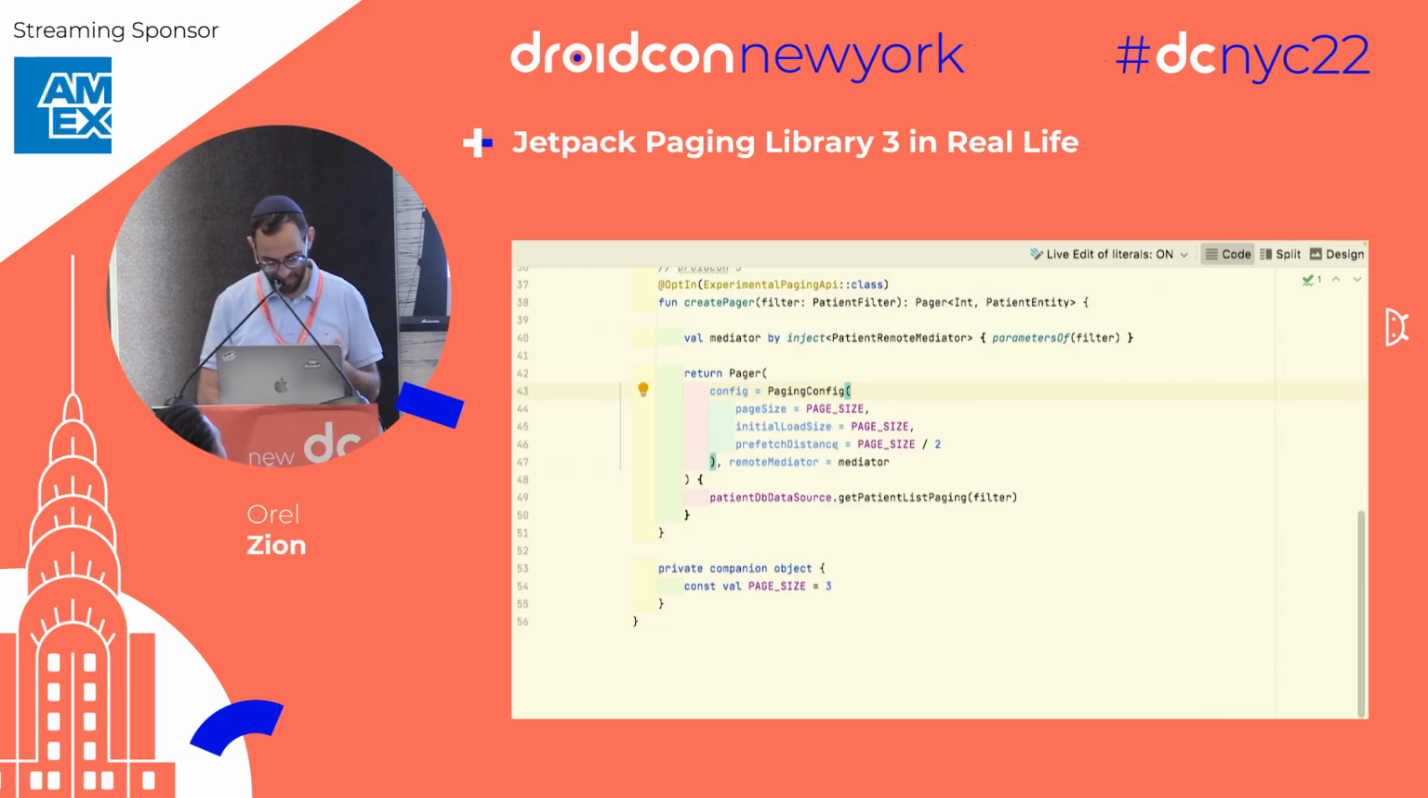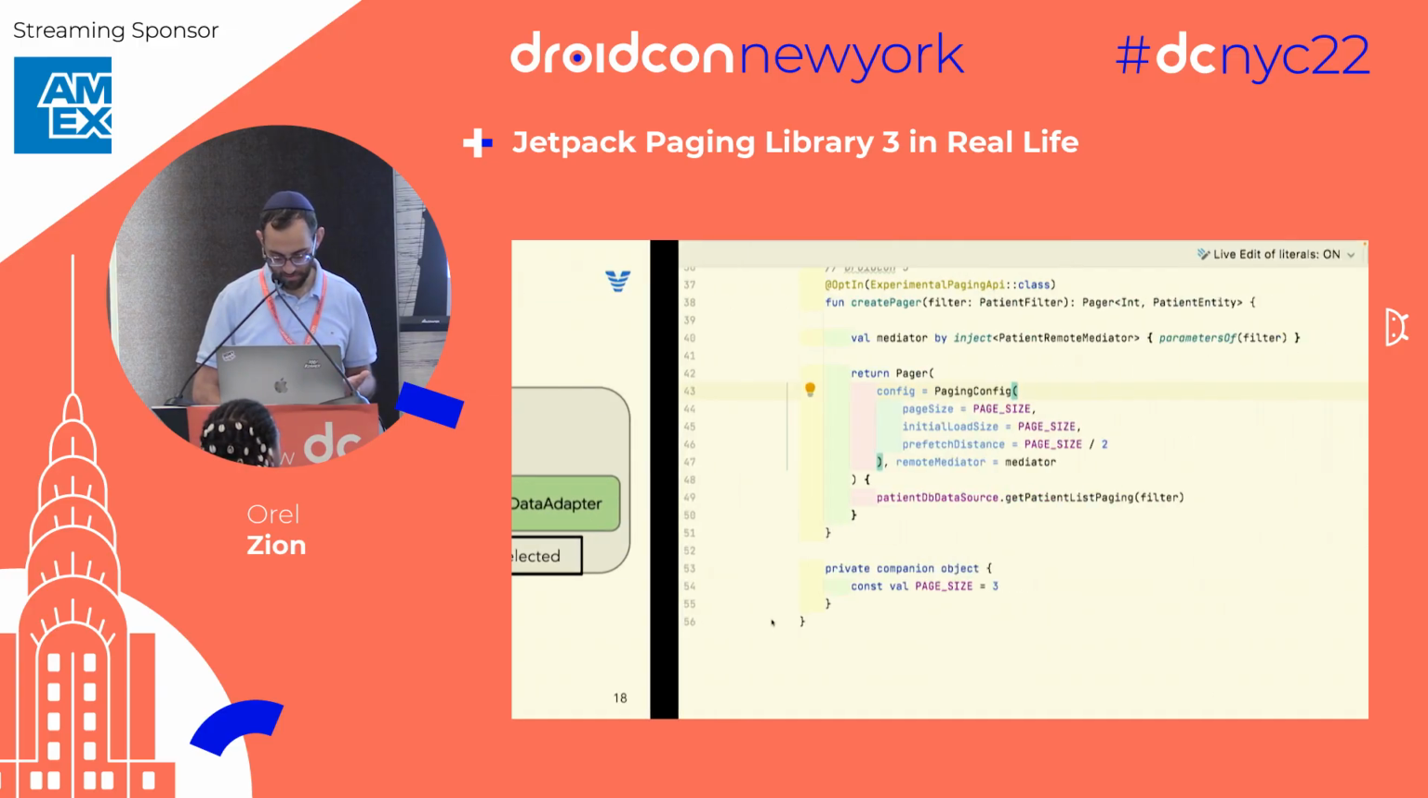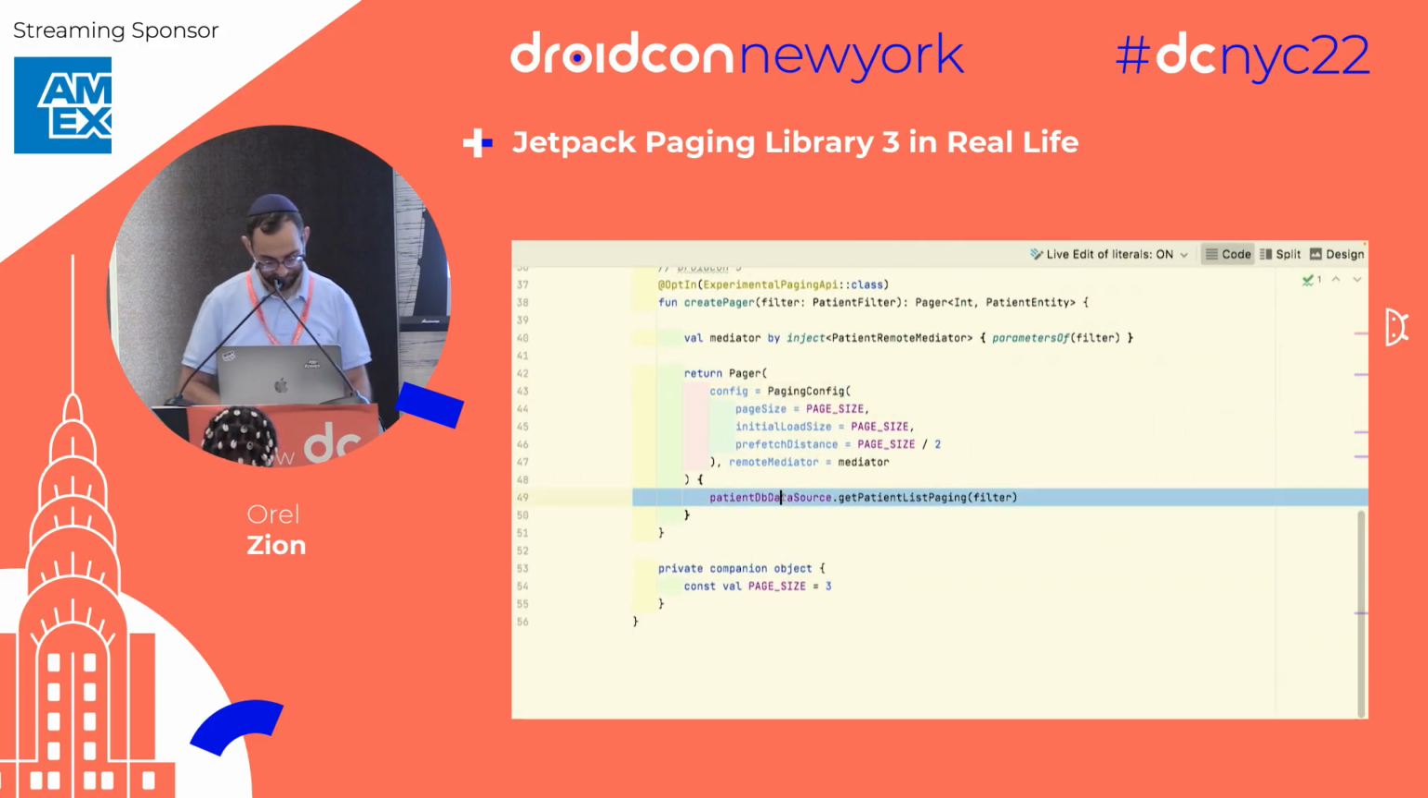Moving back in here, so we understand. We saw our flow of PagingData, and we saw how we create the pager. But we also need to pass the paging source and remote mediator to the pager, right? So we do that in here. This is the paging source. It's actually a Room database.